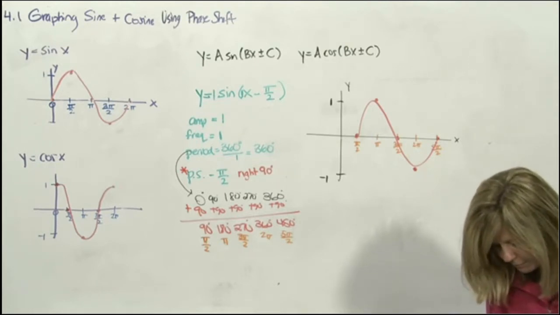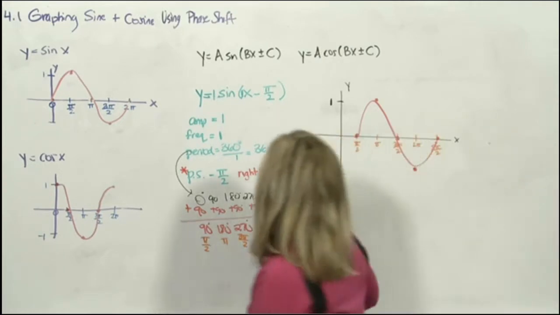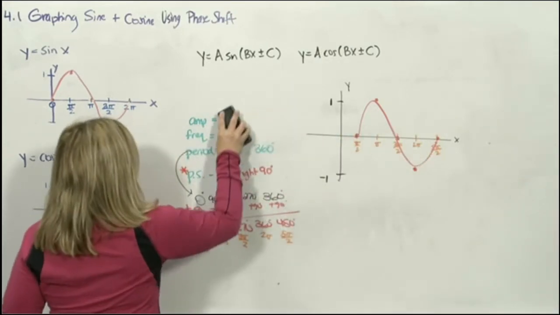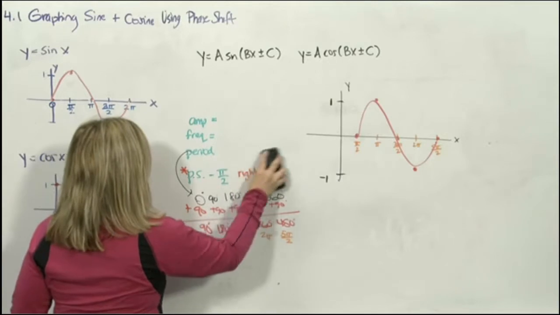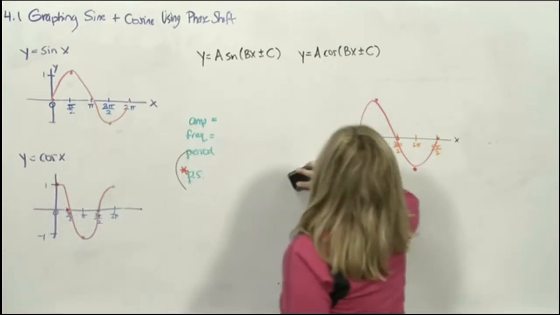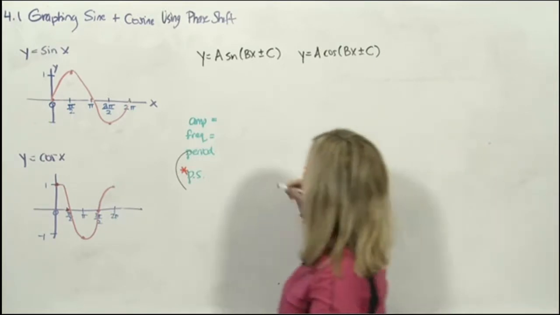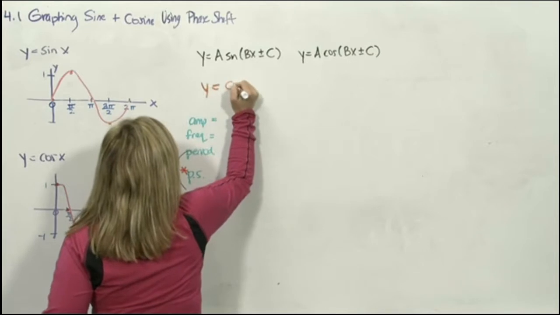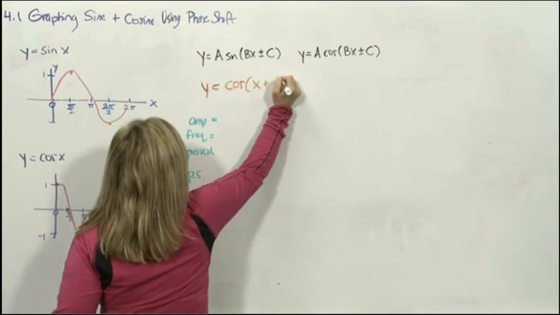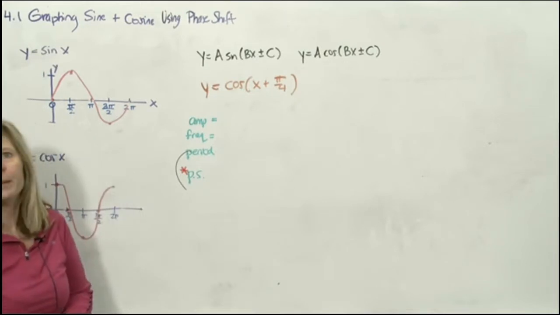All right, let's try the next one. All right, I'm going to erase this one. I'm going to erase all this. All right, the next equation we have to go to phase shift is y equals cosine of x plus pi over 4. All right, everybody with me?